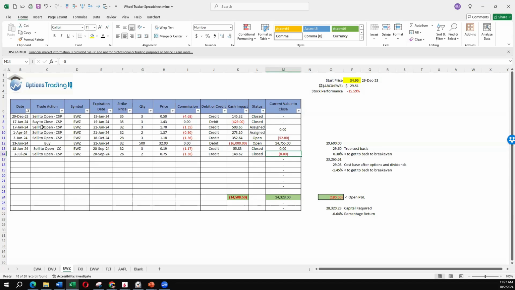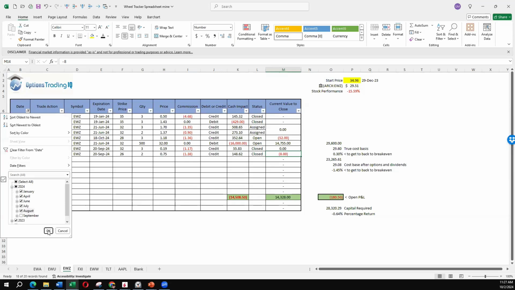Sometimes I'll do a new row for the closing transaction like this one. Other times I'll just put closed here and put the value, whatever it cost me to close it out. A little bit lazy. It would probably be better to do a new row if you really want to track it properly. But I know that that's closed, and that's what I closed it out for.